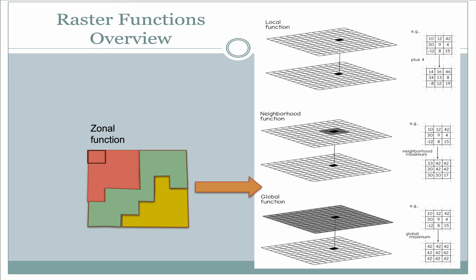And the last type of function is a global function, where we account for all of the grid cells in the entire grid in order to calculate a new value for the output grid. In this example here, they're using a global maximum. So whatever the maximum value is in all of the gray grid cells in the top grid, and including the black grid cell, that's what would be assigned to that new black grid cell on the bottom. And in the example shown in the textbook, this is the same for the entire output layer.